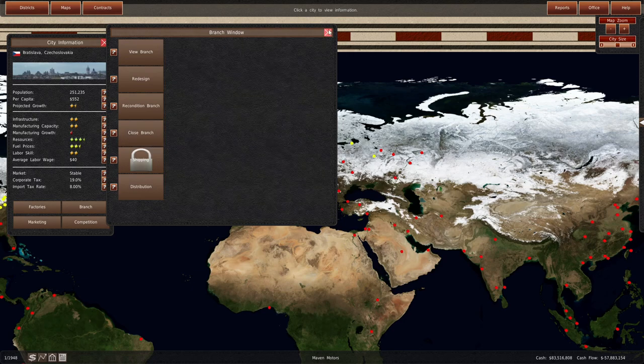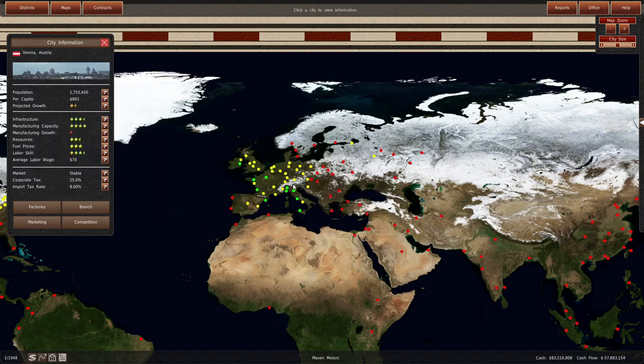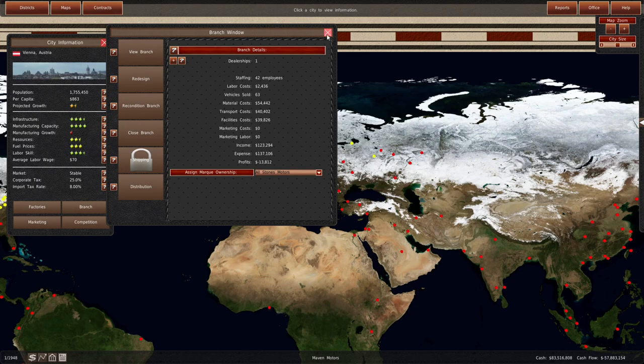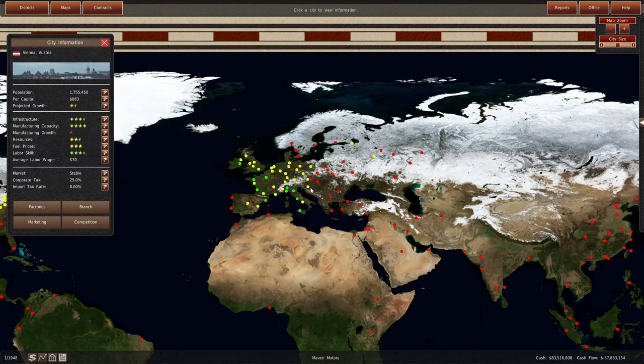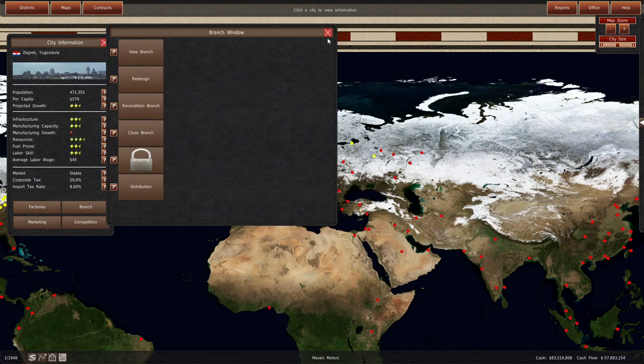Now, just remember, guys, all these branches have to be reconditioned and made into the nicest branches at some point. Vienna's actually selling a good bit of cars. We'll keep that. And we'll close that, though.